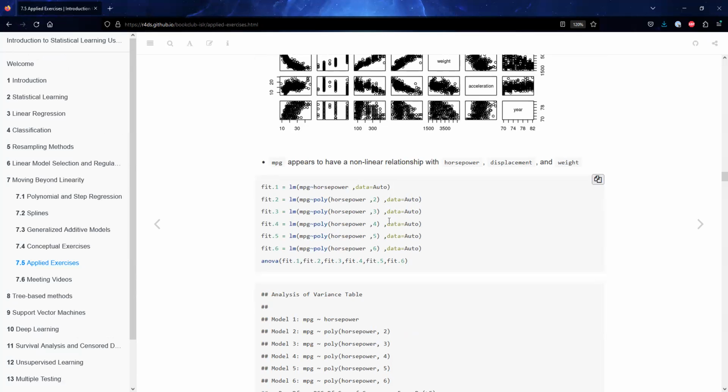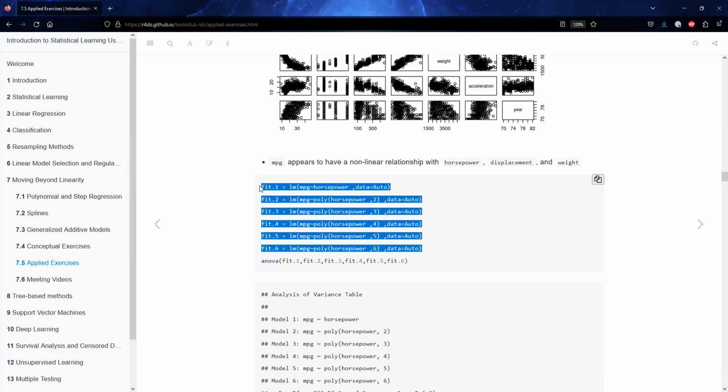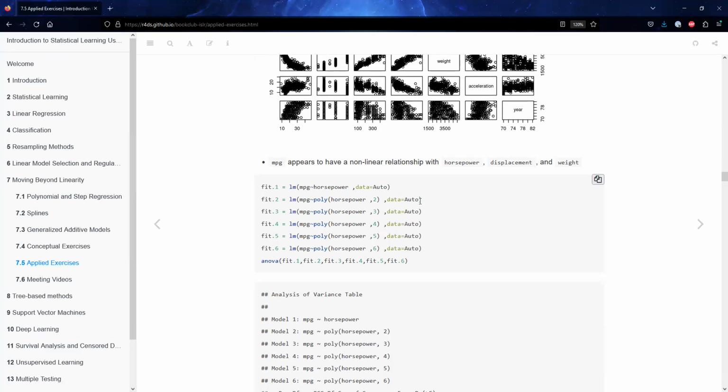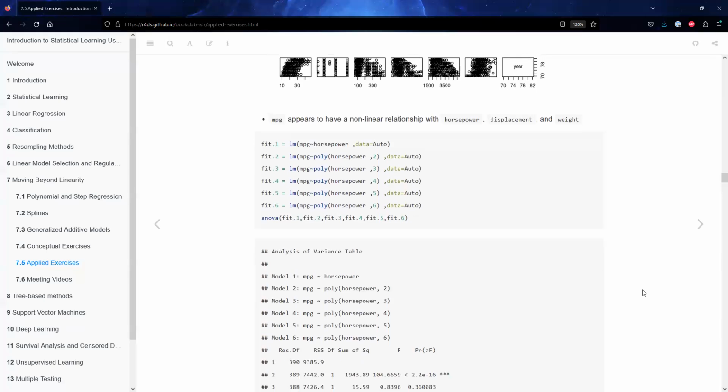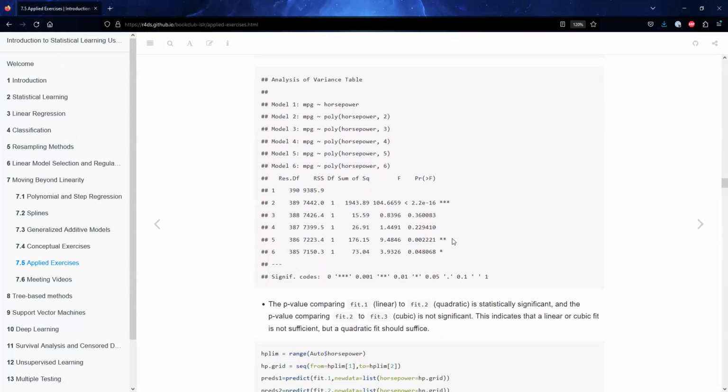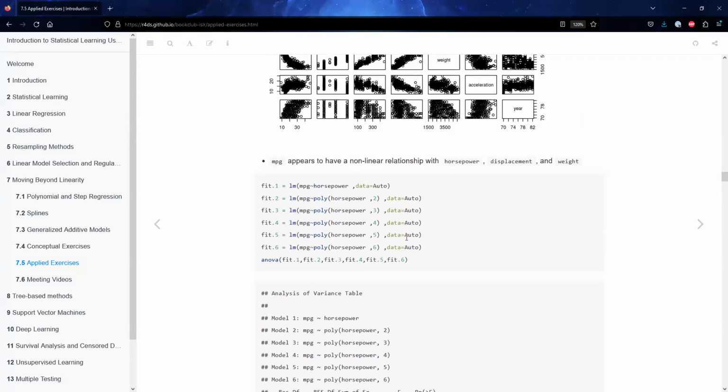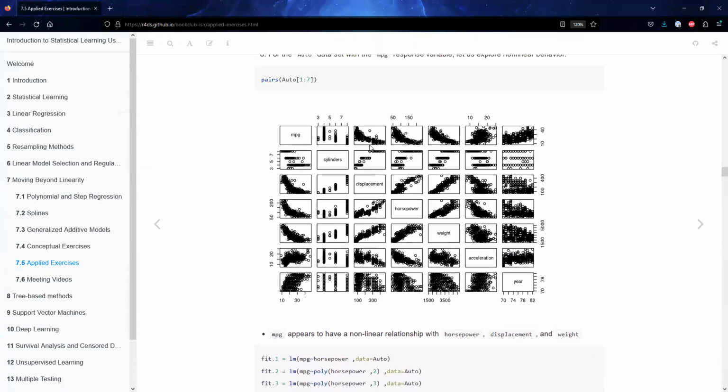We'll look at horsepower first, and like we may have done in previous exercises, try out a linear regression model, then a degree 2, degree 3, all the way up to a degree 6 polynomial. Running these through analysis of variance, ANOVA, going from degree 1 to degree 2, that is going from a straight line to a parabola, would probably immediately make sense for these graphs that we see at the top of the pairs plot.